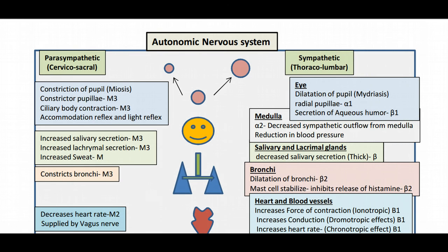So this finishes the basics of the autonomic nervous system. In my subsequent videos, we'll discuss the effects of drugs on the parasympathetic system as well as the sympathetic system. Please keep on listening to me in the later videos, and thank you for your support.